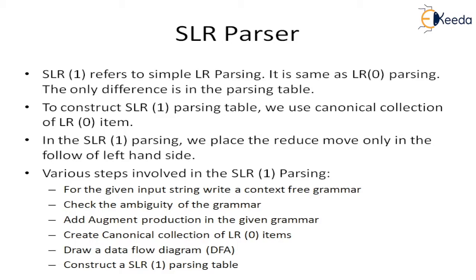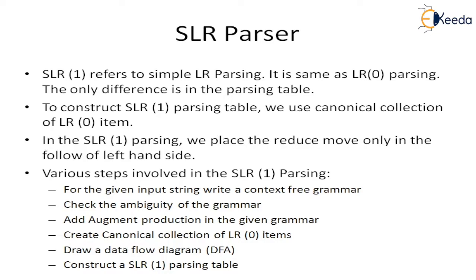The first step is that, for the given input stream, we write the CFG. CFG is the context-free grammar. Then from that context-free grammar, we check the ambiguity of the grammar, whether the grammar is ambiguous or not. If a particular grammar has two equivalent solutions, the same solution, then that grammar is called an ambiguous grammar. The third step is to add the augment production in the given grammar.